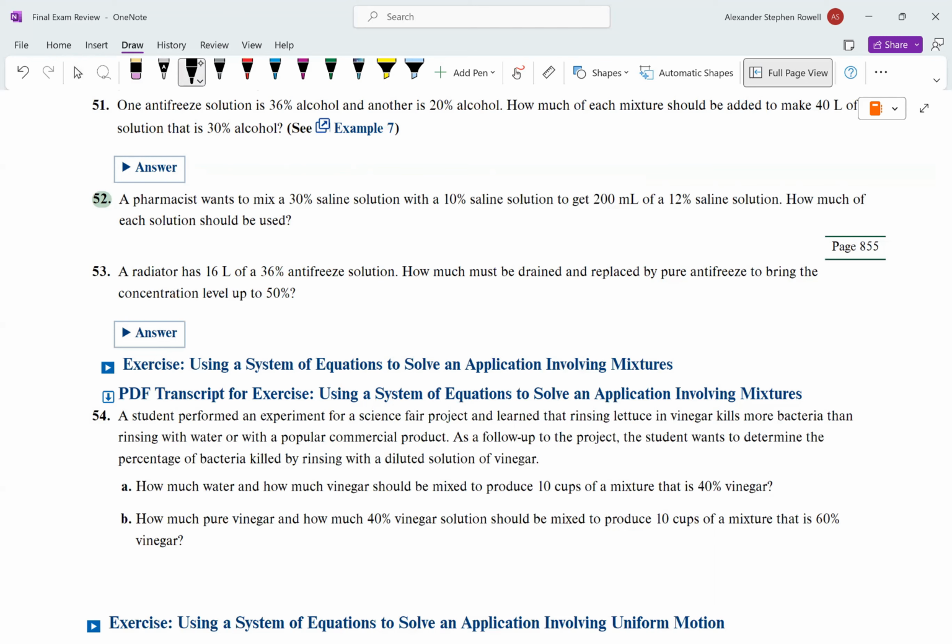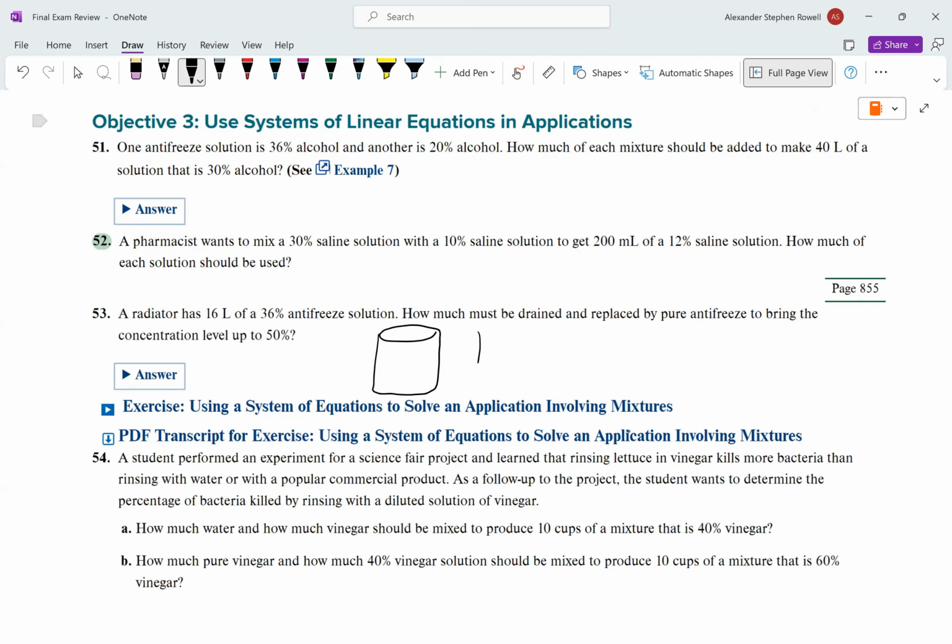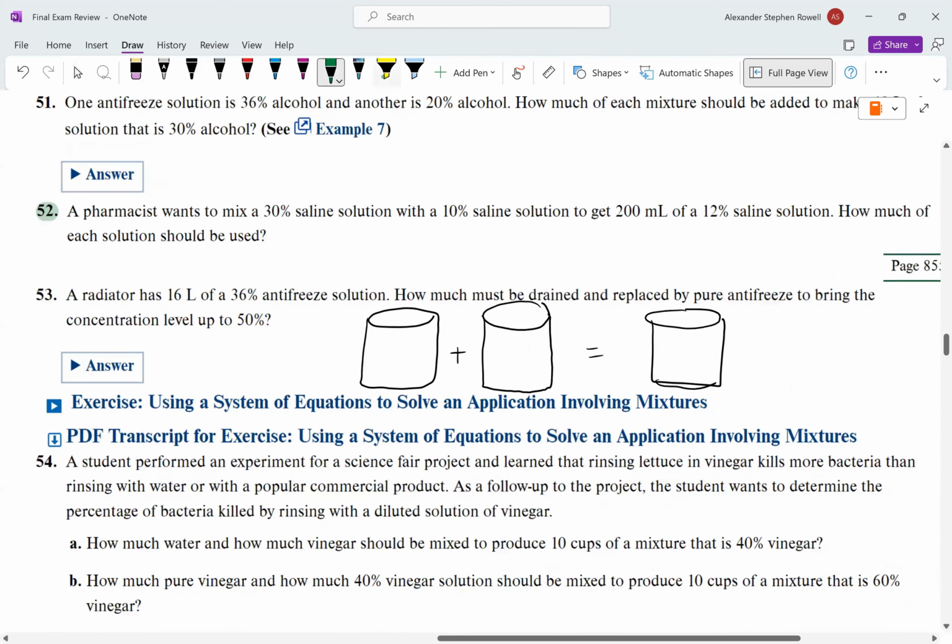So I'm going to draw a picture so we can interpret what's going on here. I'm going to set this as background. Okay. I have two things I'm mixing together, so I'm going to add these together to make some combined mixture. It tells me that I have 16 liters of a 36% solution. So I'm going to say this is 36% antifreeze. And I'm going to say that up to here is 16 liters.